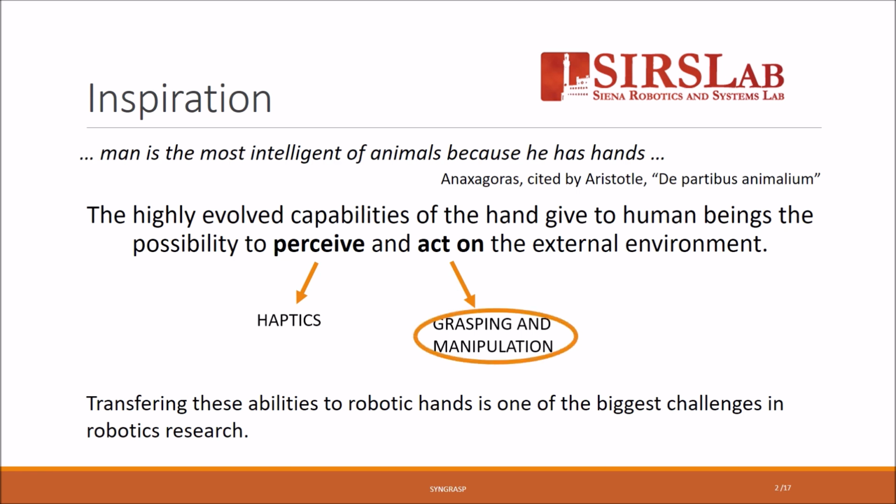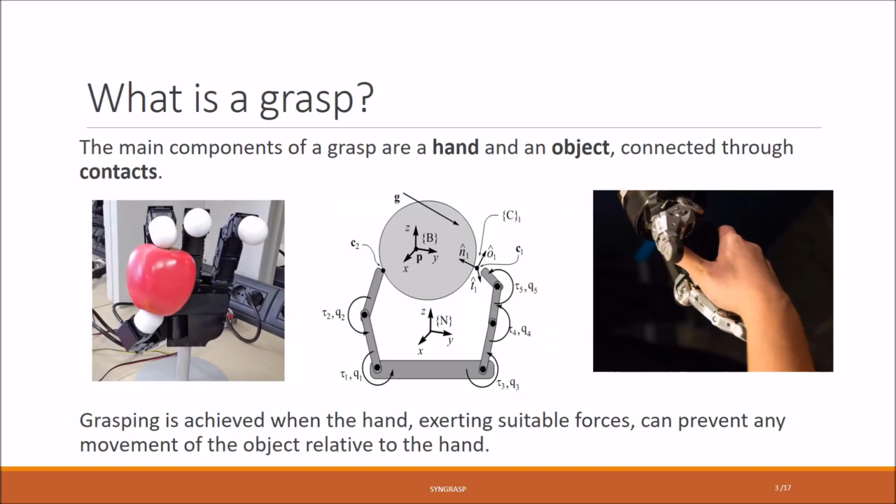Now, we will focus mainly on grasping and manipulation because SynGrasp was created with the aim of simulating grasps. What is a grasp? A grasp is mainly composed of a hand, an object, and the contacts that connect these two. All these things can be mathematically described with models such as the one in the middle that you can see, but these models can be used both for modeling robotic hands but also human hands. So a grasp is said to be achieved whenever the hand is able to exert suitable forces to prevent the object motion with respect to the hand.